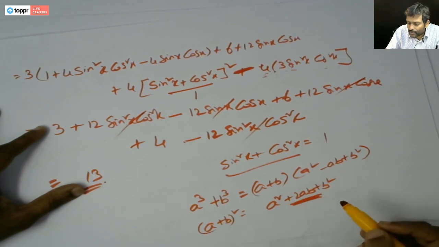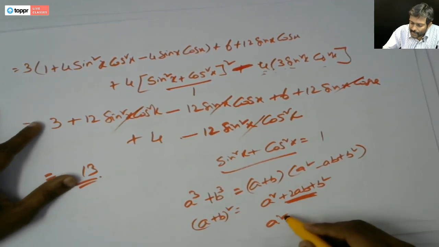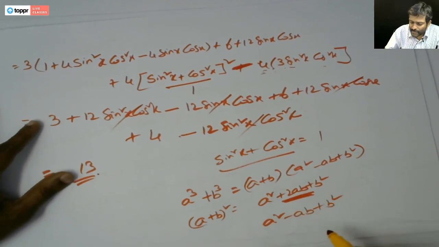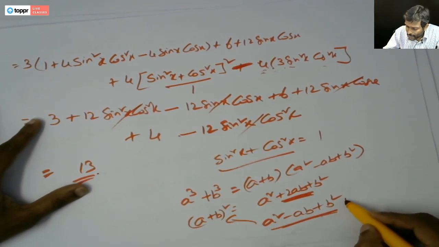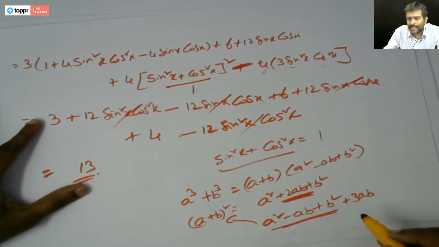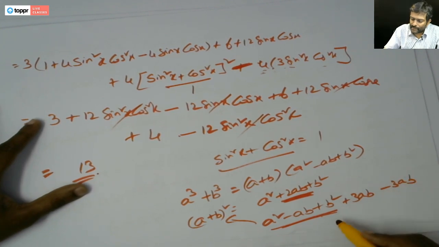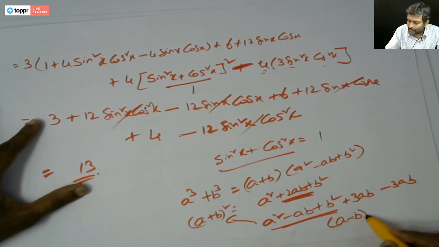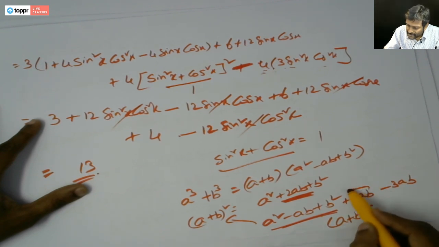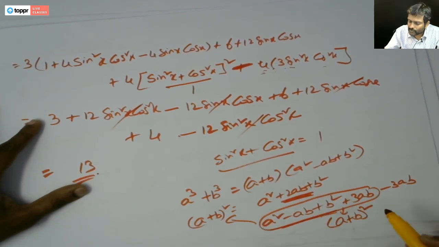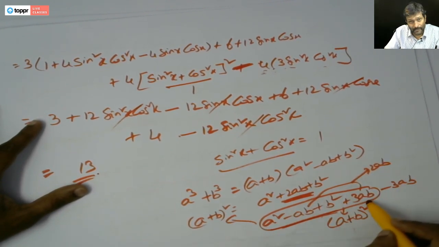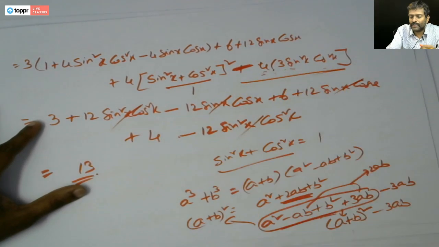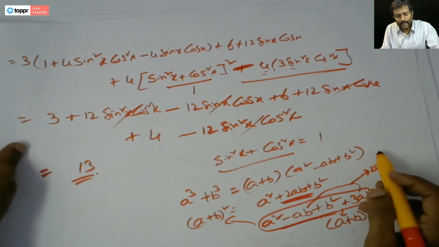When you don't have this 2ab, suppose I have a square minus ab plus b square, and I want to change this into this form. So what can I do? I can simply add 3ab and subtract 3ab. So I can write this as (a plus b) whole square, because this entire thing will become a plus b whole square, since 2ab plus 3ab... because 3ab is positive. So (a plus b) whole square minus 3ab, that is what we wrote here, right?